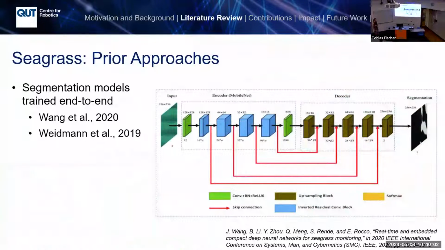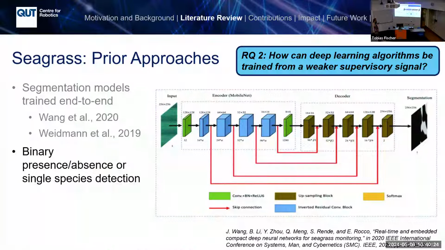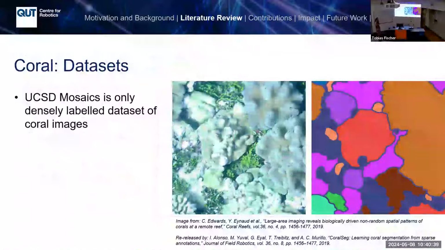In terms of prior approaches, there are many approaches which use that densely labelled Looking for Seagrass dataset and train segmentation models in a fully supervised end-to-end way on that data. There are also approaches which perform only binary presence-absence detection of seagrass or single species detection as well. From this, we really identified a need to design deep learning algorithms that can be trained from a weaker supervisory signal, so that we can move away from having these densely labelled ground truth masks when training our model. Now for the coral use case, the UCSD Mosaics dataset is the only densely labelled dataset of coral images which we have available.